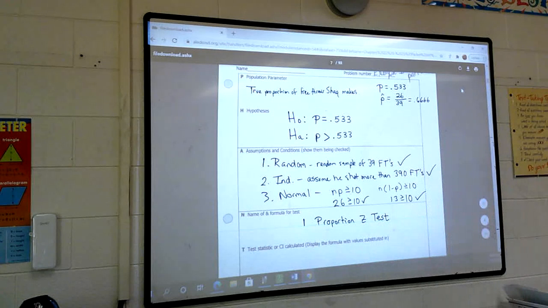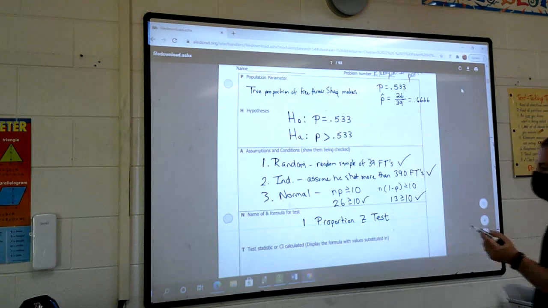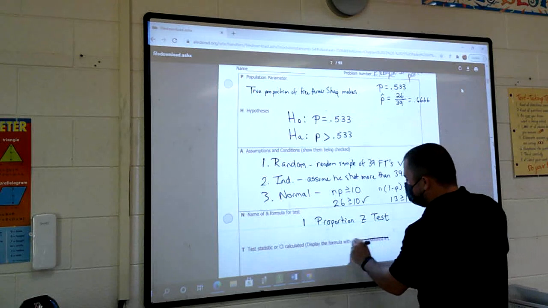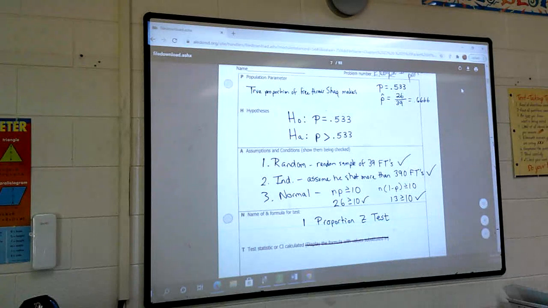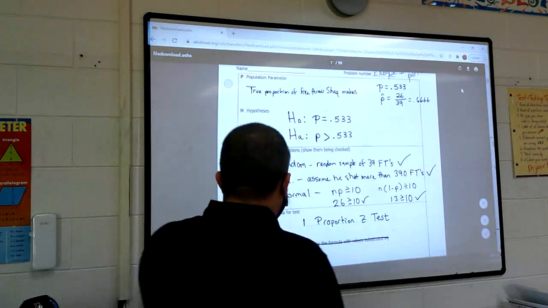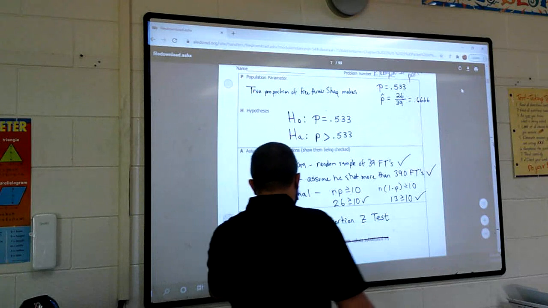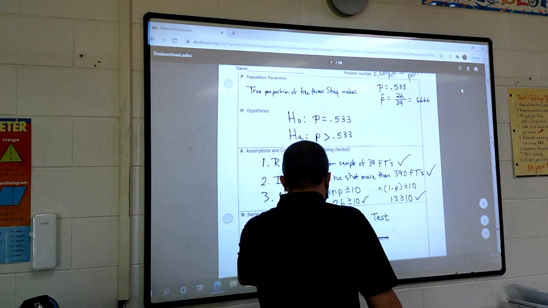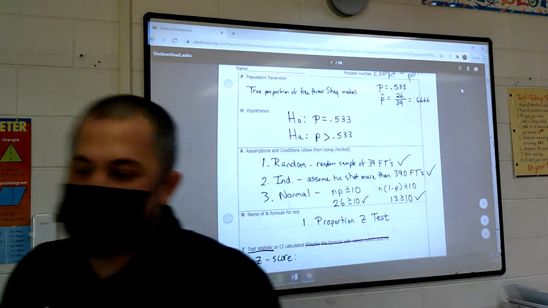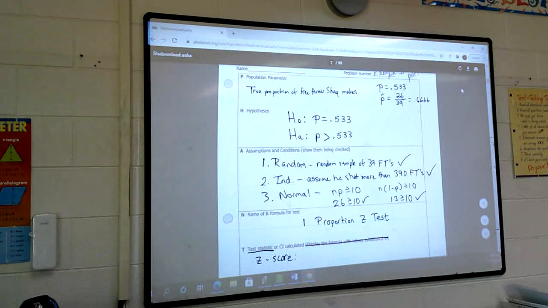Then in T, it says test statistic or confidence interval calculated. And you do not have to display the formula on this. That's extra, so we don't have to do that. We're definitely not going to go beyond right now. So the T is the test statistic, and the O is called the p-value. So the T, the test statistic, will actually be the z-score, okay? And remember, the z-score tells you how many standard deviations you are away from the mean. So the bigger your z-score is, the more significant a result you're going to get because the further away from the mean you are, okay?